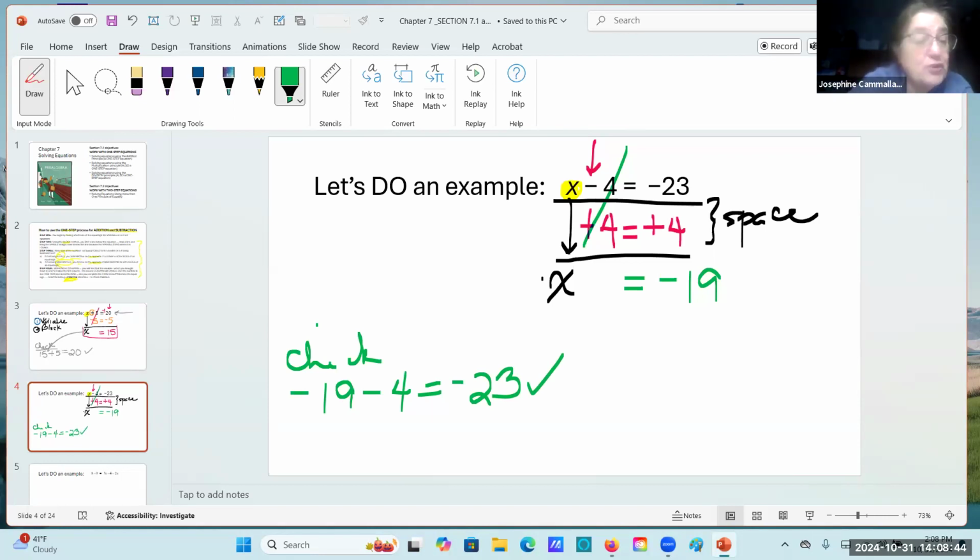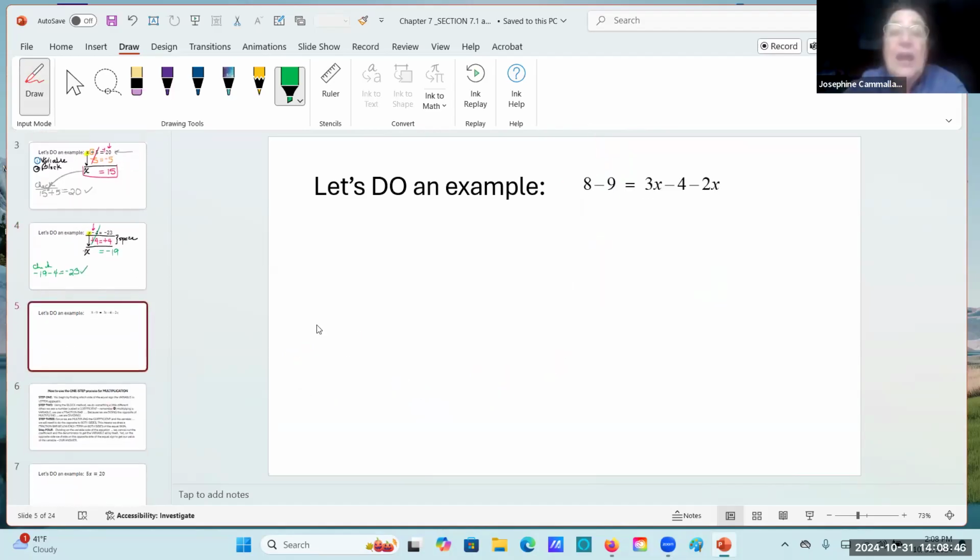Now, we're going to get a little more interesting here. This one starts out a little differently because the first thing you're going to have to do is combine terms.